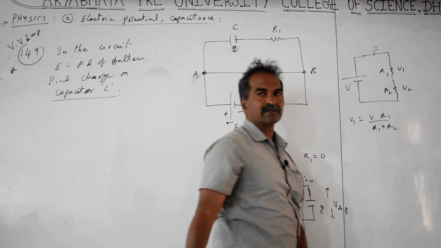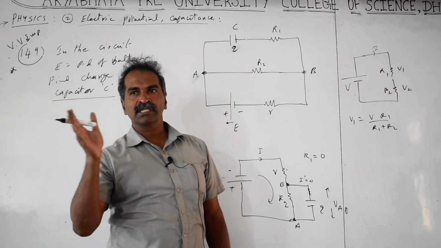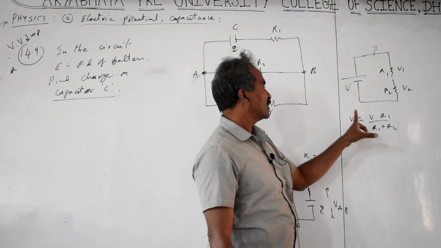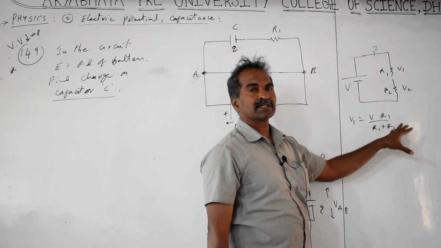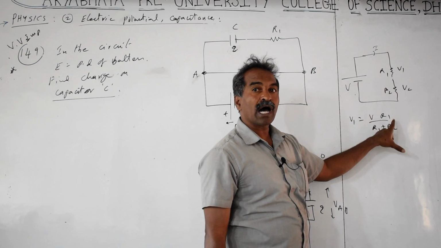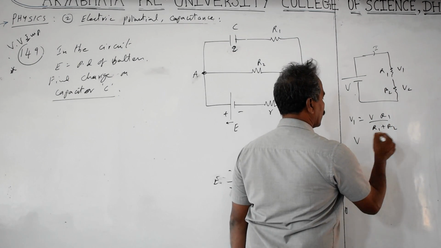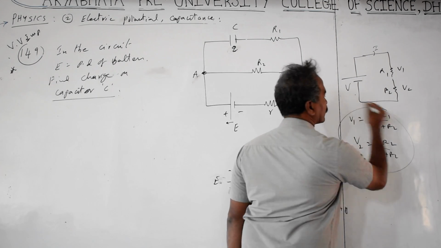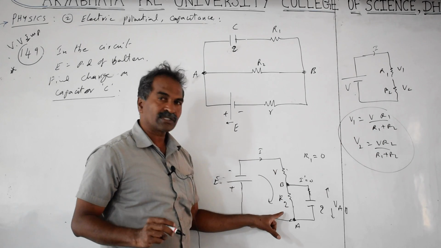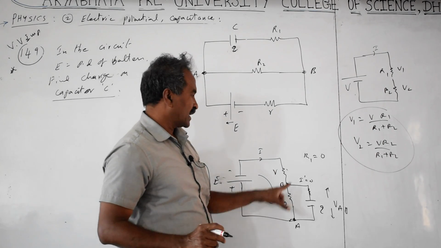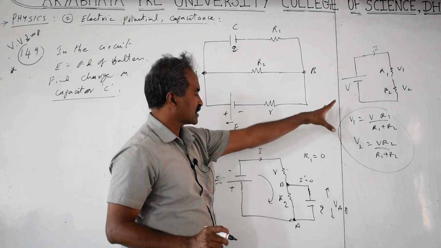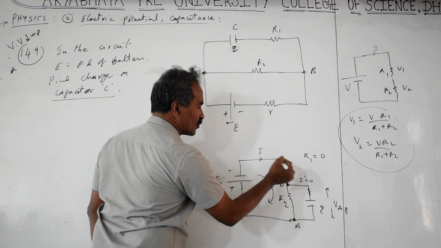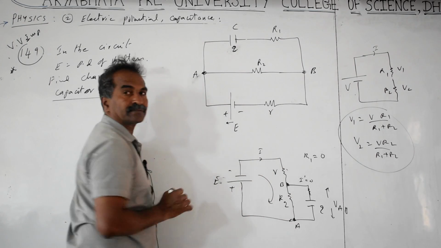For capacitors it is reversed. For capacitors in series, V1 equals V into C2 by C1 plus C2. But resistors are not like that. V1 equals V into R1 by R1 plus R2. If you want V2, it is V into R2 by R1 plus R2. This is R1, this is also R2, if you take it. This R1 given in the problem is a different thing, I am just taking a comparison. So VAB equals V into that resistance only, R2 by R2 plus R.